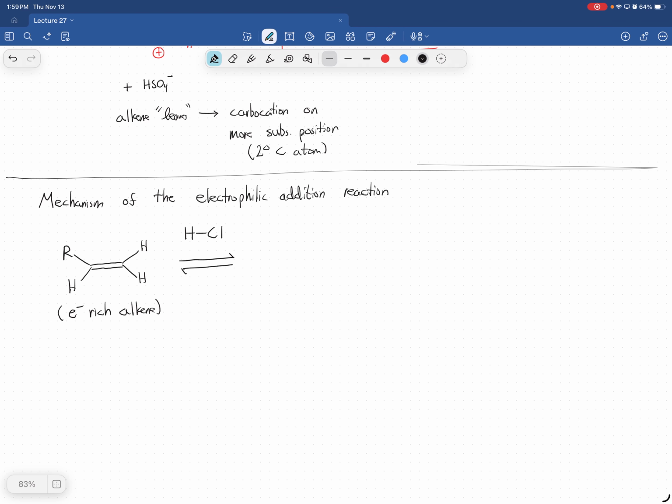All right, so what's the first step here of the mechanism? I need to add the hydrogen where? Any ideas?